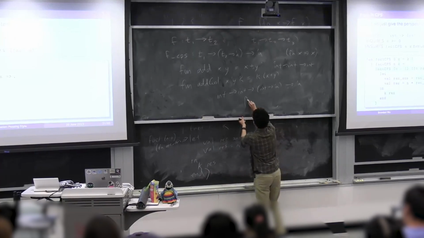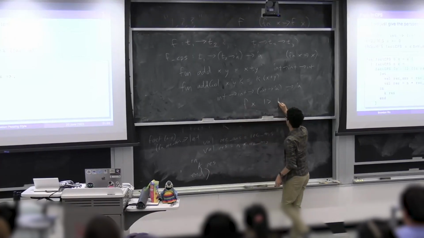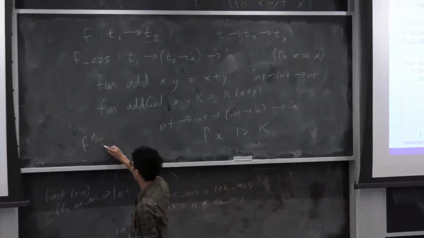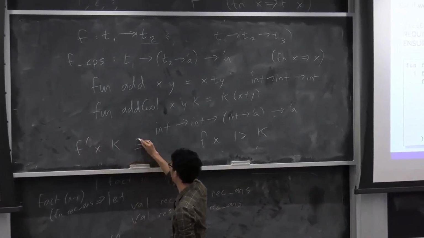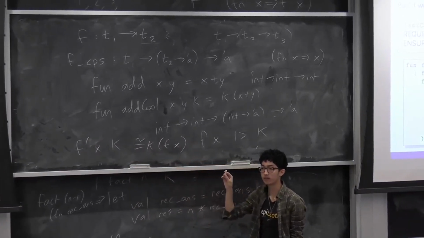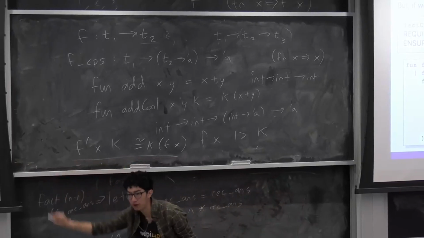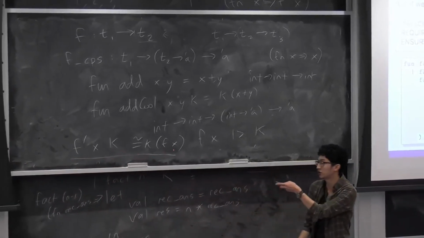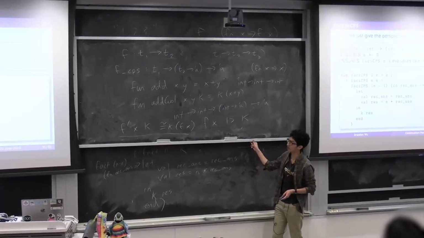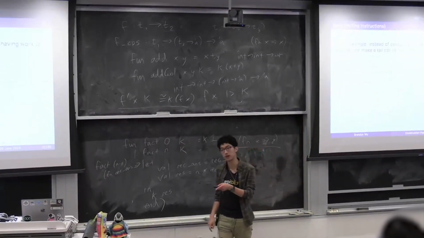Instead of doing fx pipe k, I instead made a function f prime that if you give it k, it's extensionally equivalent to k of fx. This is what I did. This is the idea of a cool function. A cool function just takes in a continuation and then calls it. Okay? I think we're going to move on because this will be more clear with more examples. And I want to make sure we finish. Yeah, okay.